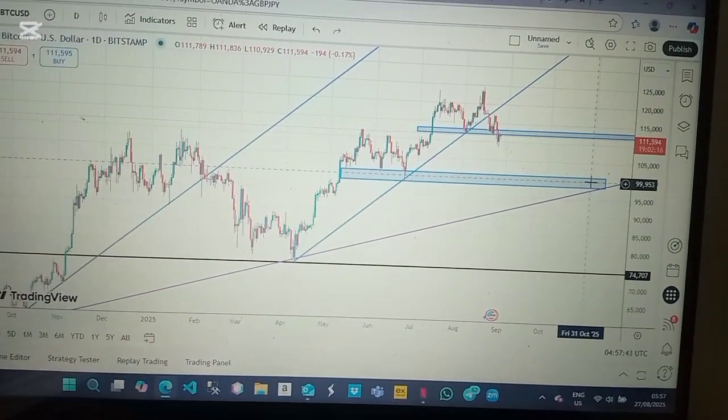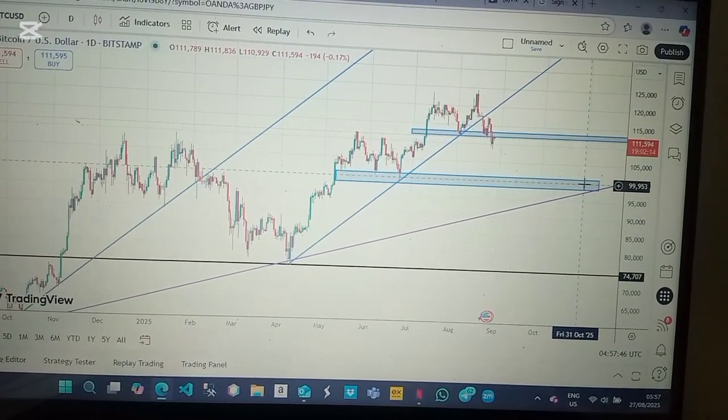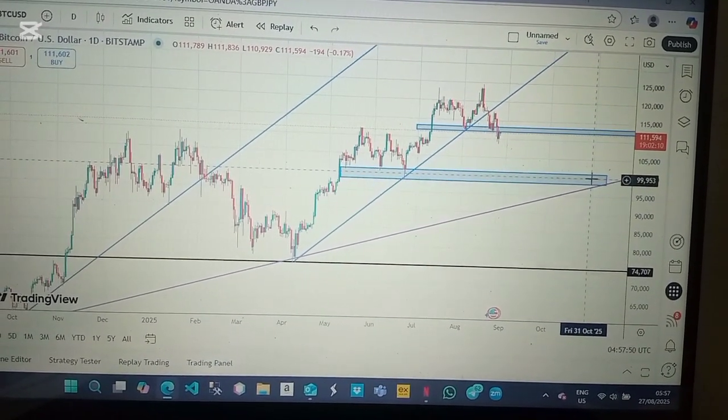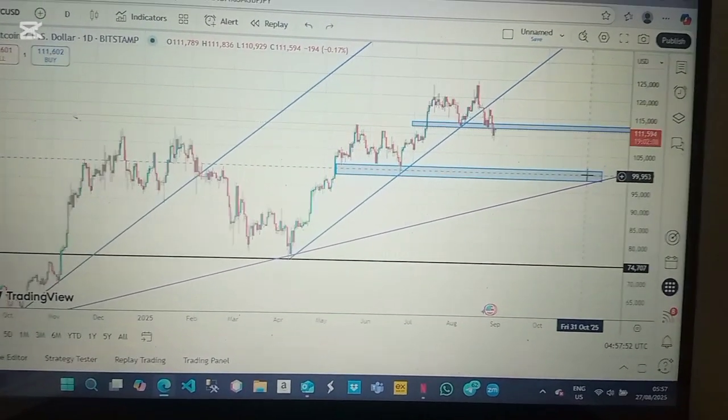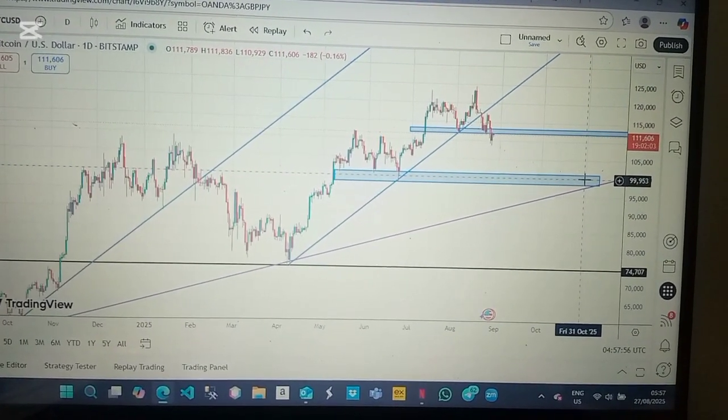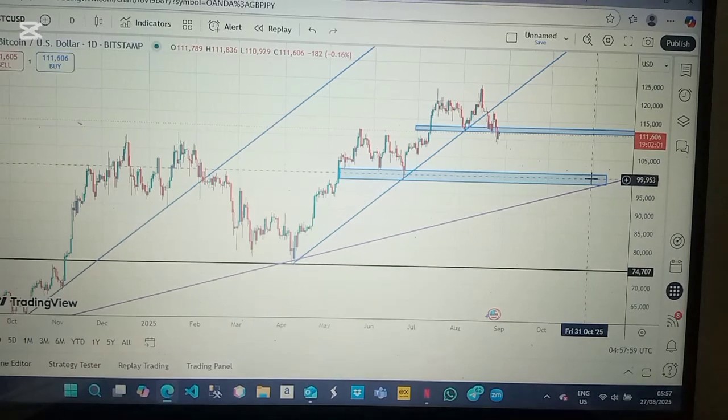These are daily charts. This is where I stop. I make my entries from my 4 hours and my weekly chart. I'll do another video on how I take my entries, right? This is just an analysis and overview of what I think about BTC.